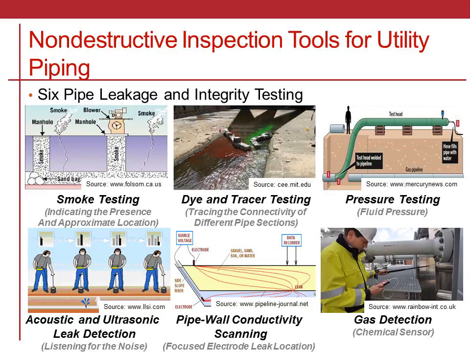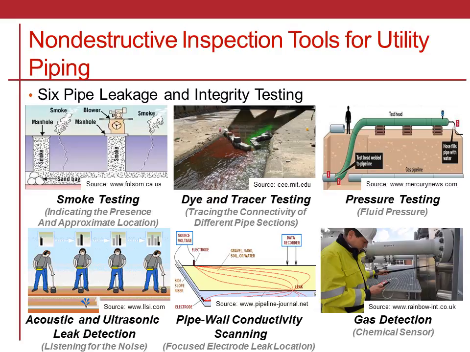The fifth method is pipe wall conductivity scanning. The principle of this method is that a water leakage path through the pipe wall will greatly increase the conductance between the electrode inside the pipe and the buried electrode outside the pipe.